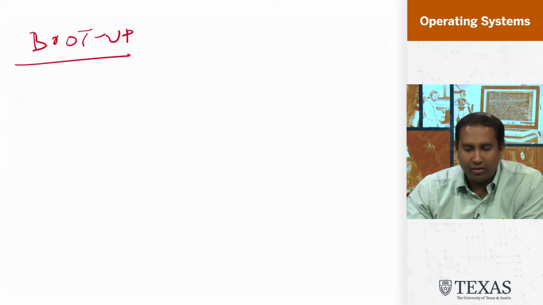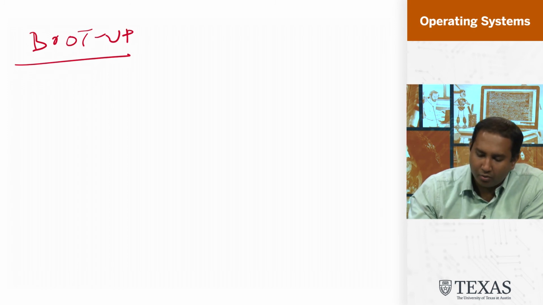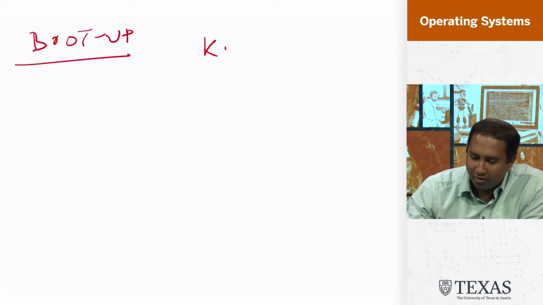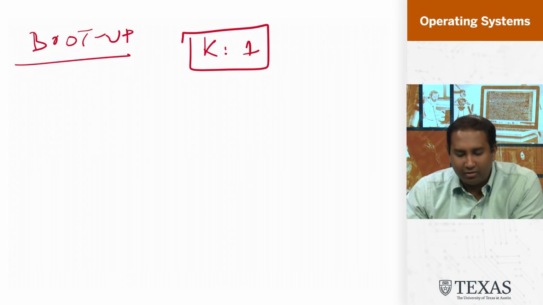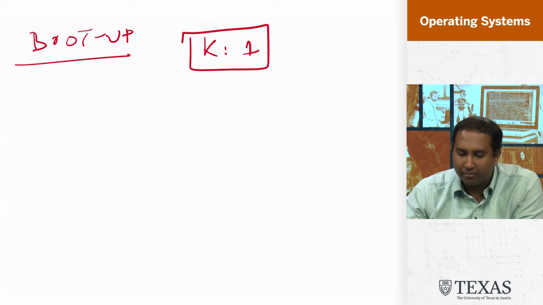When the processor is booting up, it's going to be in privileged mode. I'm going to use this to indicate whether it's in kernel mode or not. Initially, 1 means that it is in kernel mode. During the booting up process, the operating system is running in kernel mode. There's no application code actually running at this point of time.